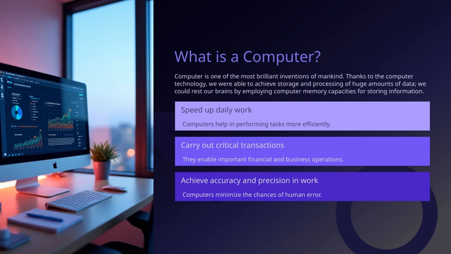They also play a crucial role in carrying out critical transactions, such as financial operations and important business activities, ensuring these processes are smooth and reliable. Moreover, computers help us achieve a high level of accuracy and precision in our work. They reduce the chances of human error, which is especially important in fields where mistakes can be costly. Overall, these capabilities highlight how integral computers have become in making our lives more efficient, accurate, and reliable, truly aligning with our goal of understanding their impact on modern society.